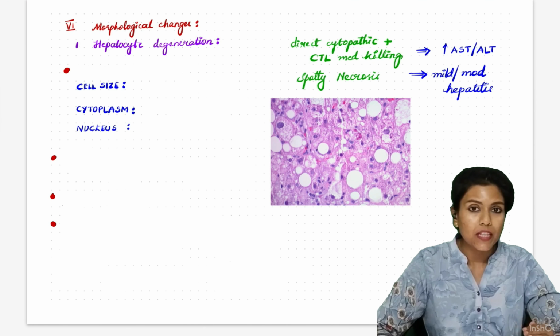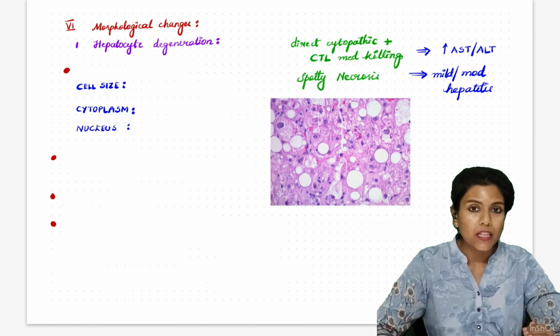This is about the morphological changes brought about by hepatocyte degeneration. And because of this direct cytopathic effect, in our previous video we studied how the natural killer cells directly attack the infected hepatocytes. That is called direct cytopathic effect, which is more predominant in hepatitis A and hepatitis E viruses. This direct cytopathic effect will cause direct killing or degeneration of the infected hepatocyte, and the cytotoxic T lymphocyte mediated killing, both of which result in disruption of the hepatocyte. All these contents will leak out.